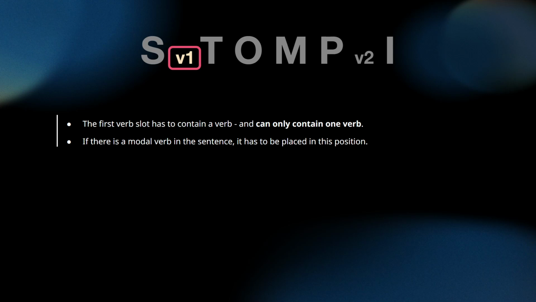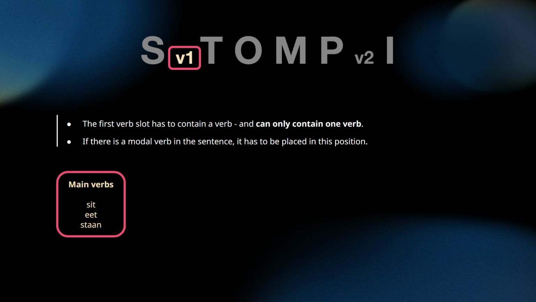Let's take a look at our first verb position. The first verb slot has to contain a verb in Afrikaans, and it can only contain one verb. Any extra verbs will be moved to our second verb position, but we'll take a look at that in a second. If there is a modal verb in our sentence, it has to be placed in this position, unless there is also a time verb. But we'll also have a look at that going forward in the precedence of which verbs get placed first.